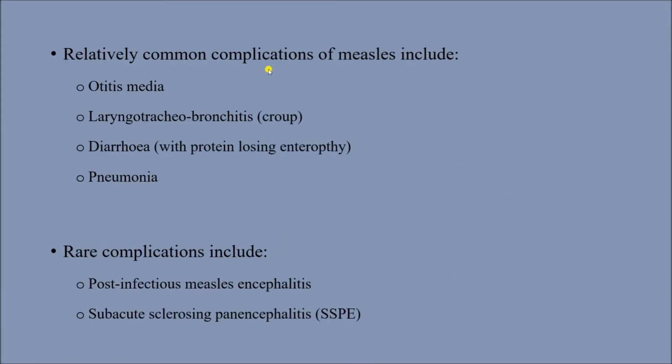The most common complications are otitis media, laryngotracheobronchitis, also known as croup, diarrhea with protein losing enteropathy, and pneumonia. And some of the rare complications include post-infectious measles encephalitis and subacute sclerosing panencephalitis, known as SSPE.